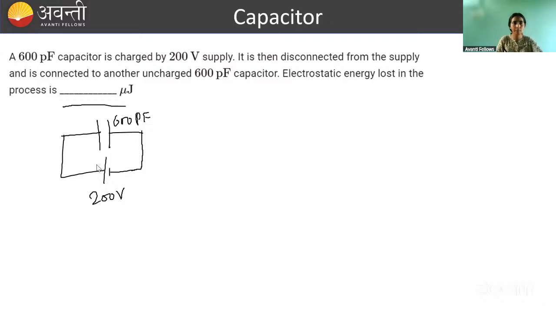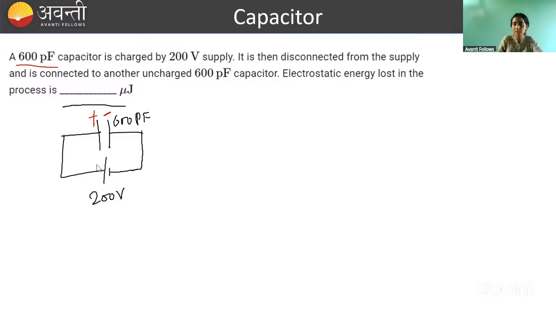Chalo, let's discuss the question. Let's do it by understanding it. What is happening first? There is a 600 picofarad capacitor. You know the meaning of pico, that is 10 to the power minus 12. So this is getting charged by a 200 volt battery. So let's say this is the positive terminal. Then on this plate, positive charge will come, and on this plate, negative charge will come.